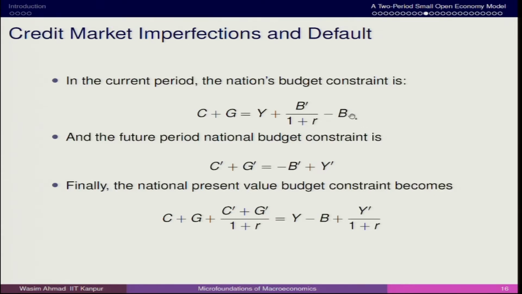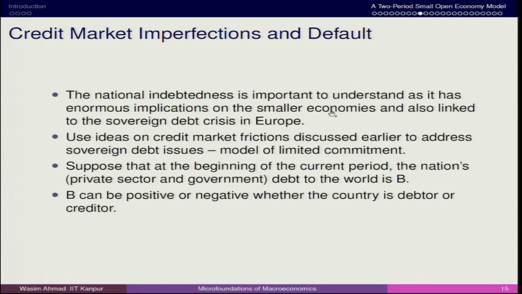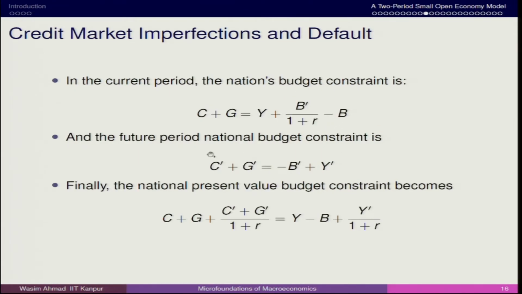So, this is how it mentions, right. Now, future period national debt is this. So, this is the amount that this particular country is having, the debt size. So, debt to the world is B, right. So, this is how we have. In future, what will be the value?